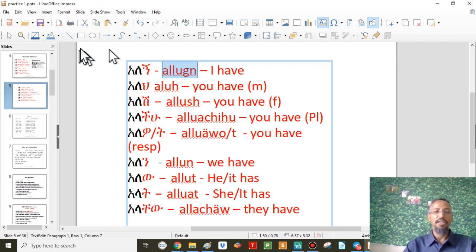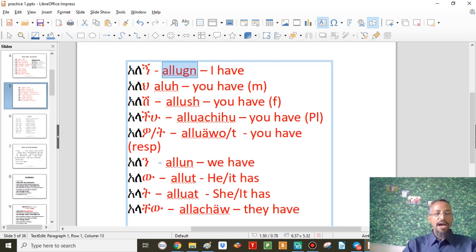Now, in English, have is considered the plural form of has, but basically the deep structure is not so. It's just the singular form. I have a house. You use the same have when you possess one house or when you own two houses. But in Amharic, the verb changes when you own one house and when you possess two houses.